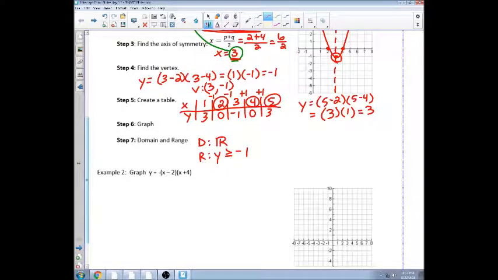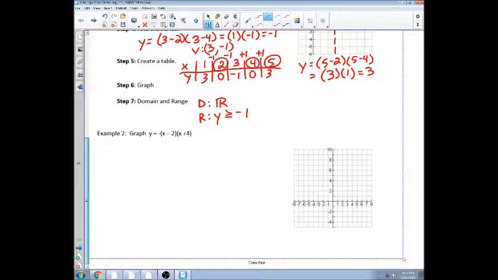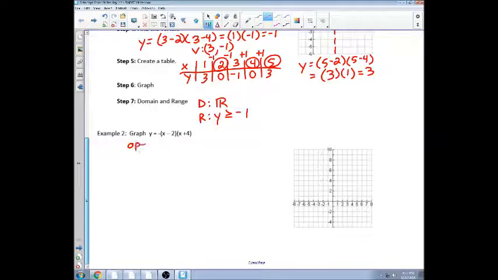Okay. Example 2. Step 1. We need to find out whether it opens up or down. Well, I have a negative out front, so my a value would be -1. That means that it opens down. Then we need to find our x-intercepts. They're going to come from this -2, this +4. So it would be (2, 0) and (-4, 0). Remember to plot those right away.